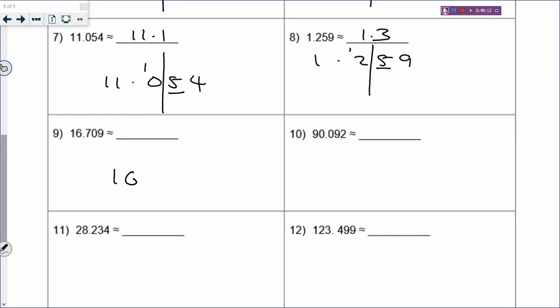All right. So how do you round off to one decimal place? Draw a line to show your one decimal place, then look at the digit beside. Is it 5 and bigger? No, it's not. So it's 16.7.